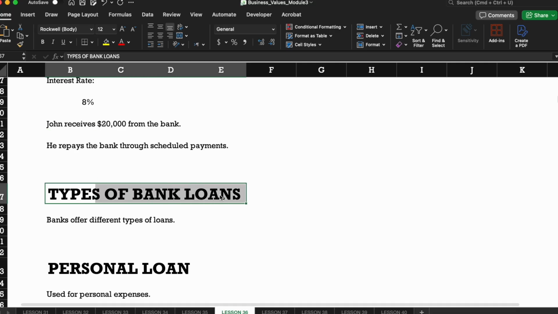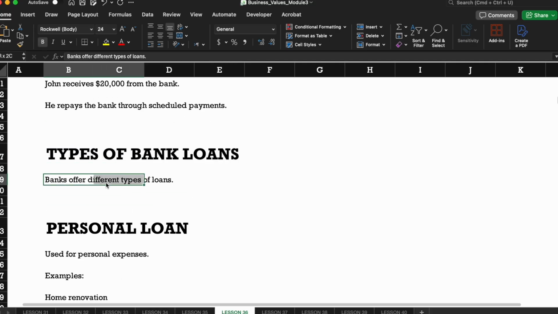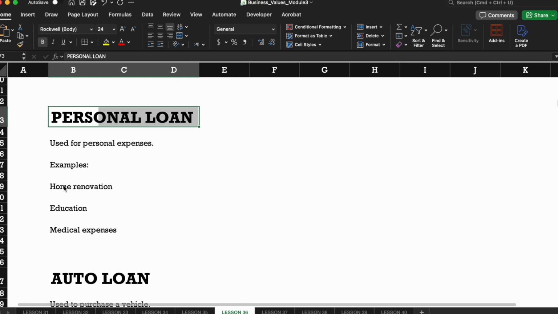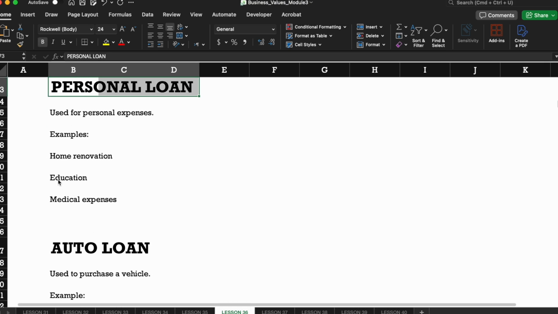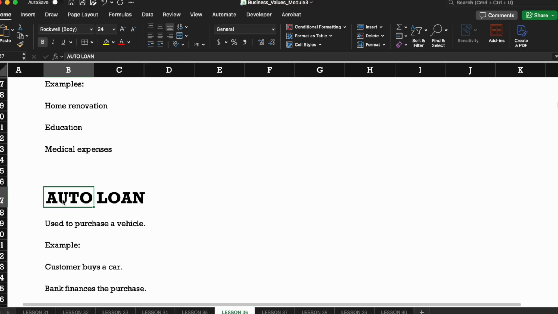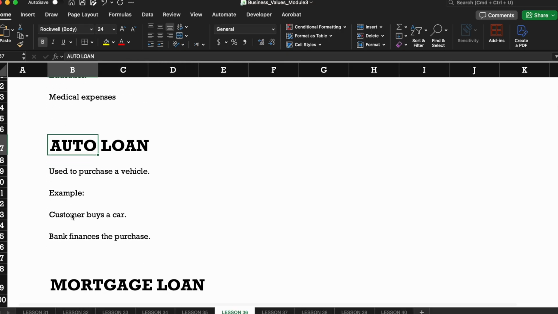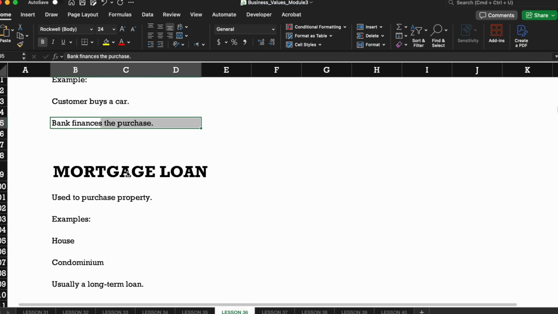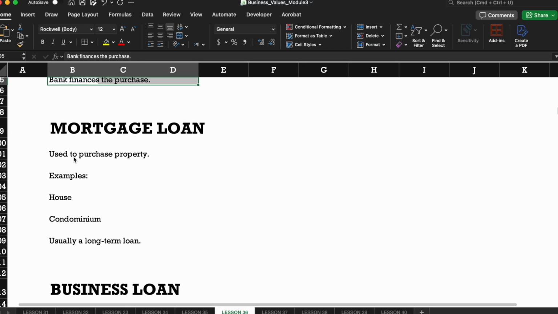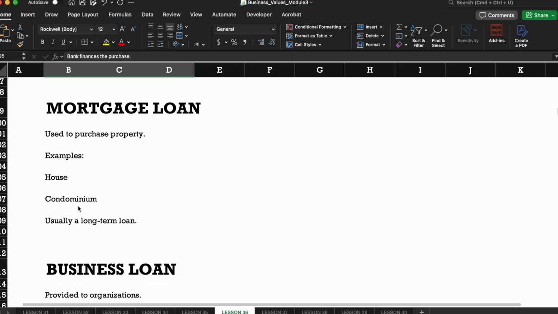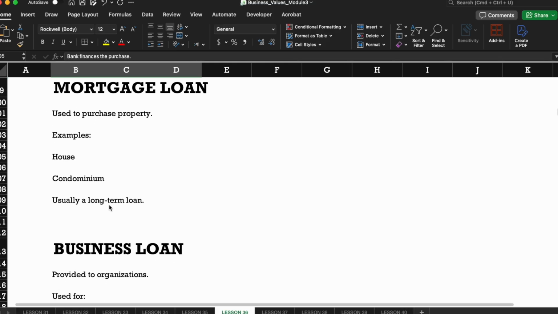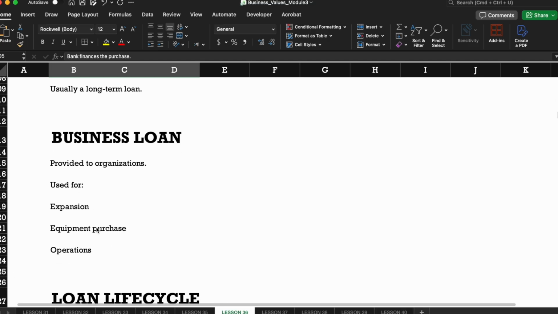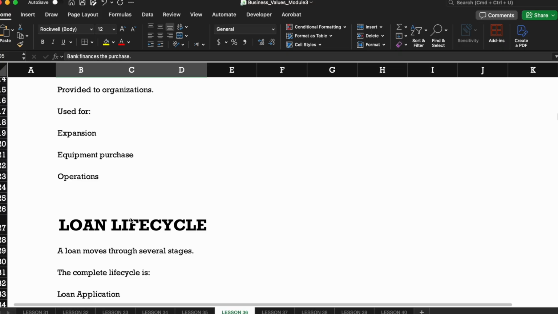Types of bank loans. Banks offer different types of loans. Personal loans are used for personal expenses, for example home renovation, education, medical expenses. Auto loans are used to purchase a vehicle. Example, a customer buys a car and the bank finances the purchase. Mortgage loans are used to purchase property, for example a house or condominium, usually a long-term loan. Business loans are provided to organizations for expansion, equipment purchase, and operations.